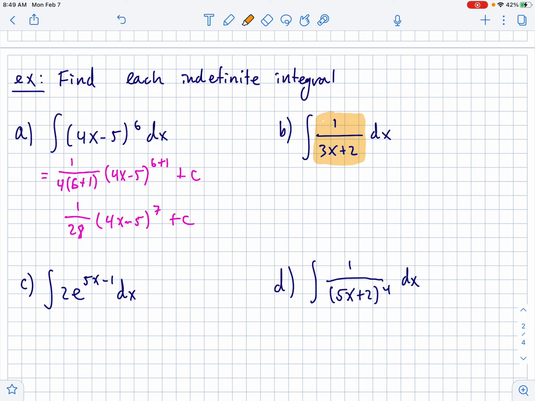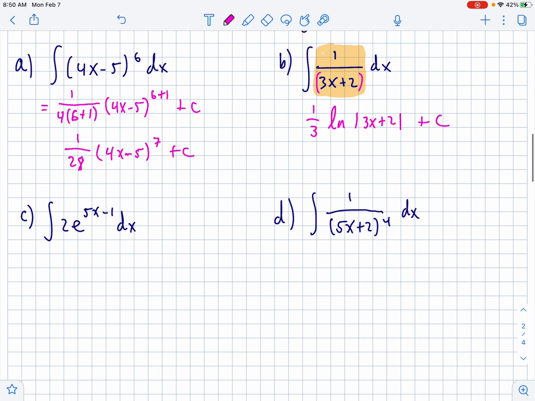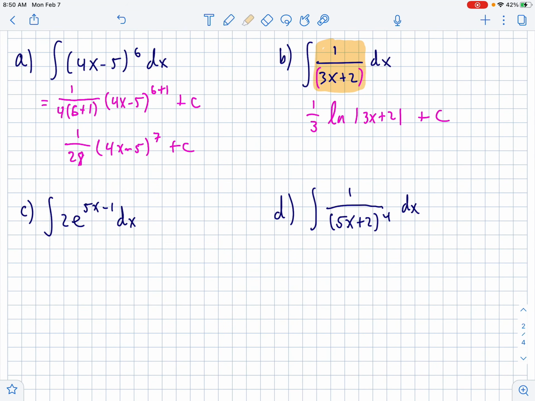Now, this problem, this is a natural log when you integrate. But it's like this is the inside function down here, so we're going to need to blast it with a 1/3 out in front. So this will be 1/3 natural log absolute value 3x plus 2, close that absolute value, plus c. That one's good to go. You're done.